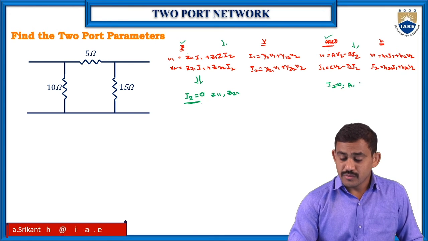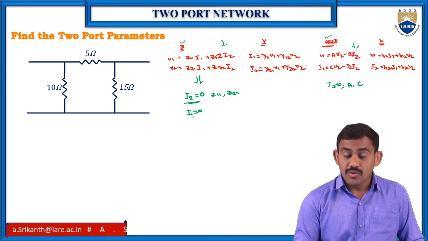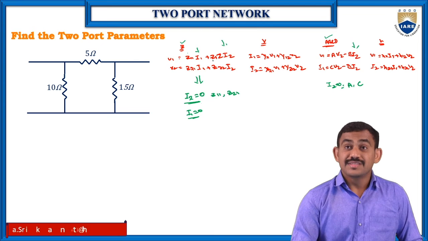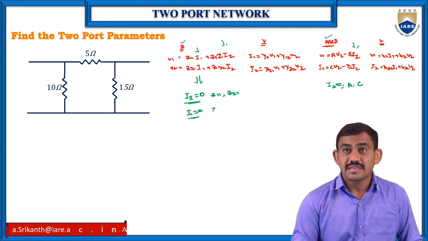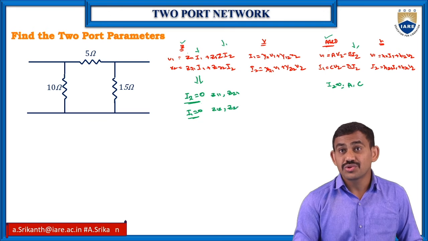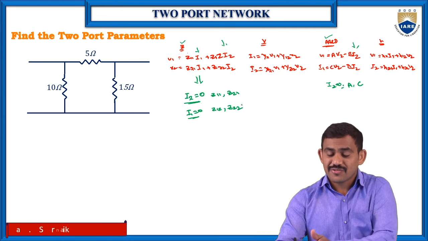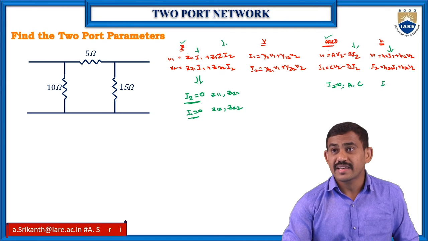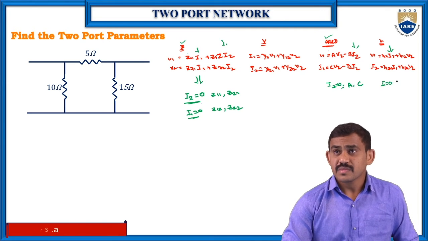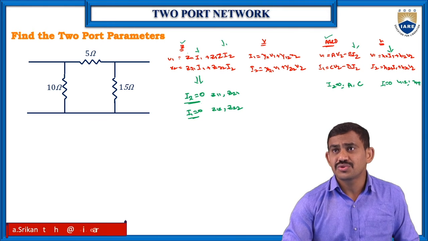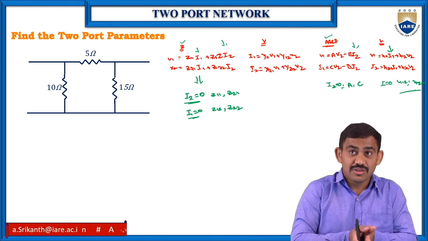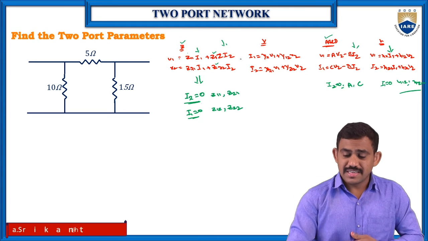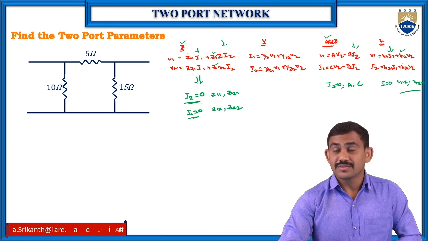Now one more condition: I1 equals 0. When I1 equals 0, the I1 path is totally 0, then I will get the Z12 and Z22 values. Same thing, just observe any equation. Here we have the I1. Am I right? So when I1 equals 0, I will get the H12 and H22 values. For Z parameters with I1 equals 0, we'll get 2 values. Same thing here, I1 equals 0, we'll get 2 values.